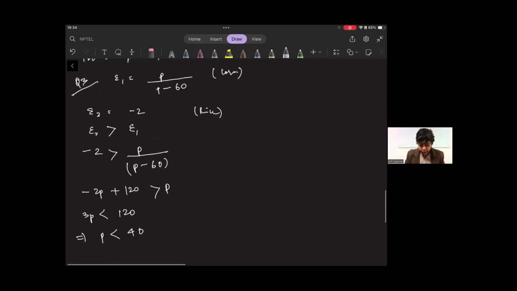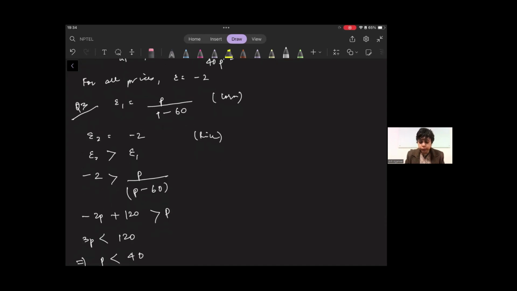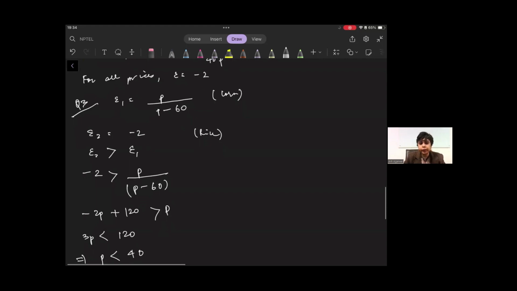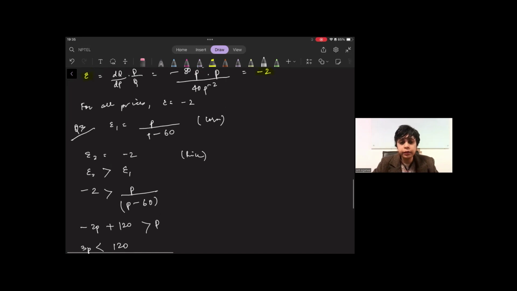So meaning for price less than 40, price of what? Price of corn. We're talking about price of corn, because the elasticity for rice is independent of price, right? So only the price of corn is figuring into the equation. So for any price of corn less than 40, what are you getting? We're getting that epsilon 2, meaning rice, is more elastic. See, you have to understand that the price elasticity of demand for corn is changing with different values of P. It's not constant. For rice, it is constant. For corn, it is changing.